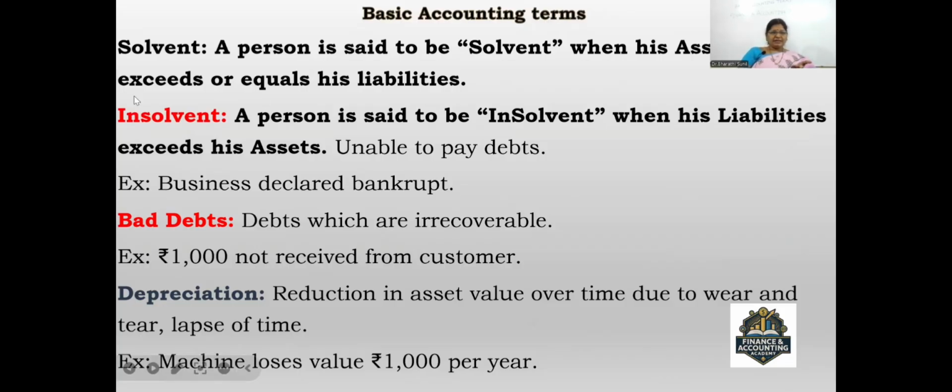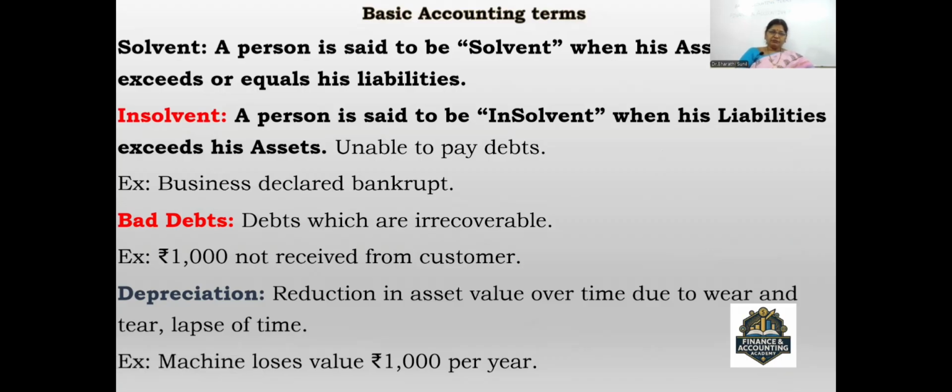Here one example is given. A business declared bankrupt. Why is a business declared bankrupt? Because the business does not have the capacity to pay its liabilities. Clear? Next, bad debts. Debts which are irrecoverable.